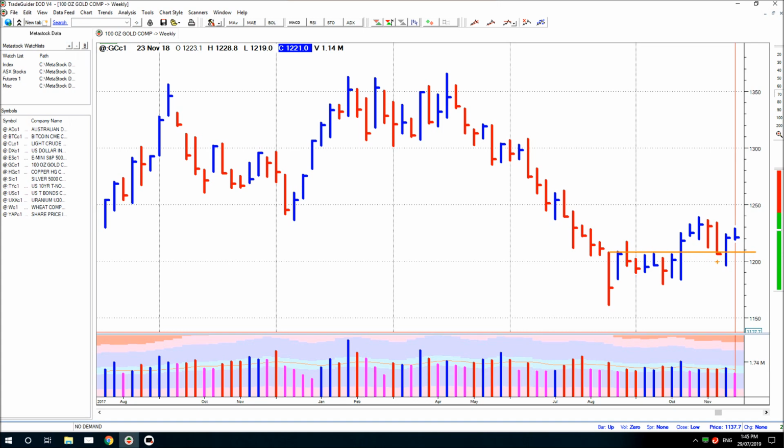There's the line we're looking at. Price has come back and tested it here, found support.